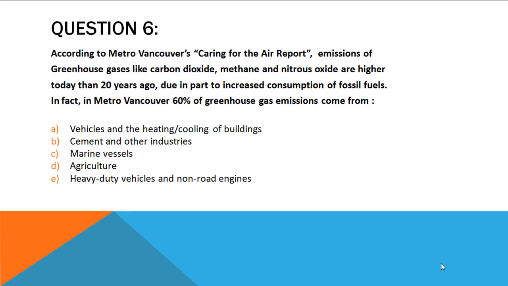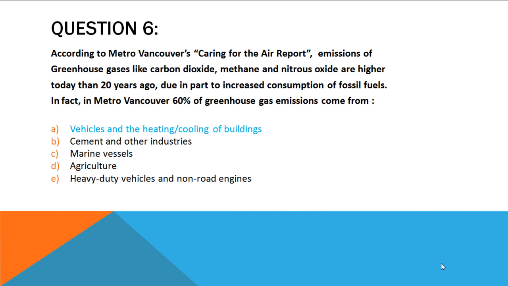Question 6. According to Metro Vancouver's Caring for the Air report, emissions of greenhouse gases like carbon dioxide, methane, and nitrous oxide are higher today than 20 years ago, due in part to increased consumption of fossil fuels. In fact, in Metro Vancouver, 60% of greenhouse gas emissions come from A, vehicles and the heating, cooling of buildings? Is it B, cement and other industries? C, marine vessels? D, agriculture? Or E, heavy-duty vehicles and non-road engines? This is a tough one, and the answer is A, vehicles and the heating, cooling of buildings.